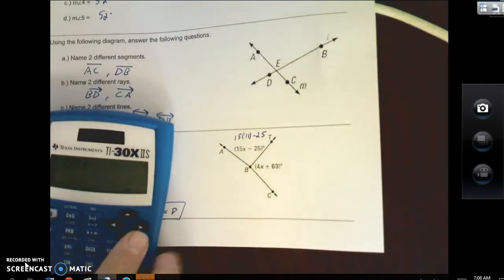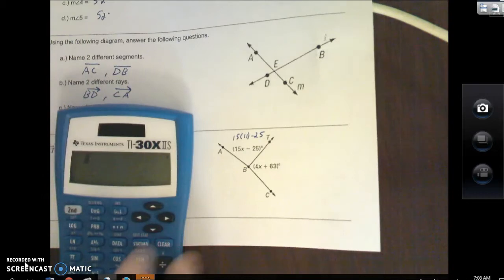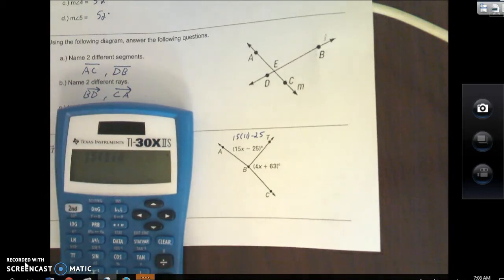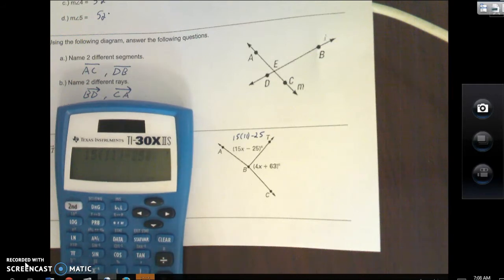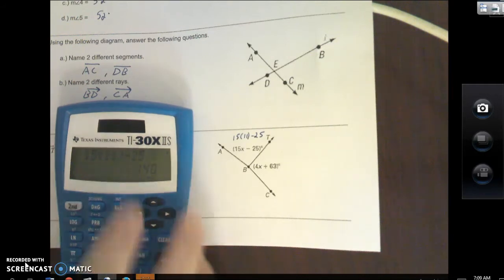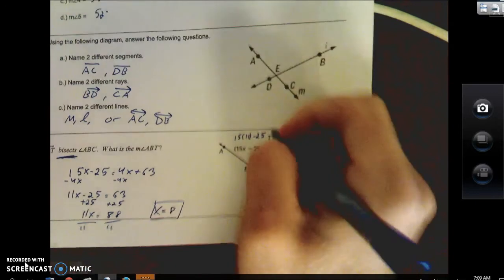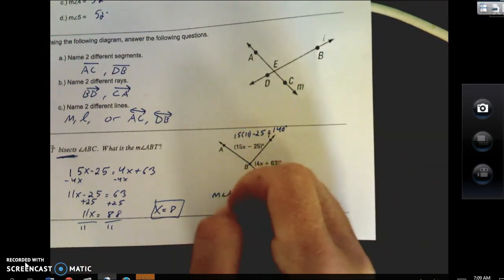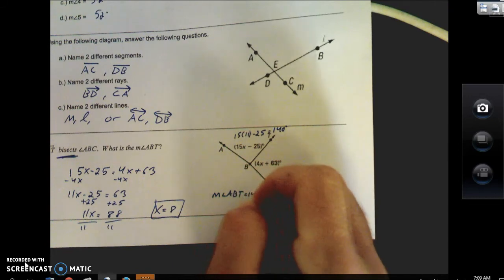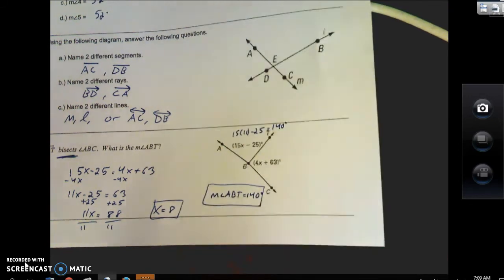15 times 11. Close it. Minus 25. 140. So the measure of angle ABT is 140 degrees. Okay, cool. Always read directions, it will always help you out.